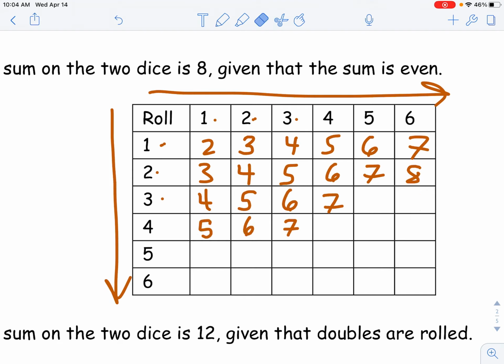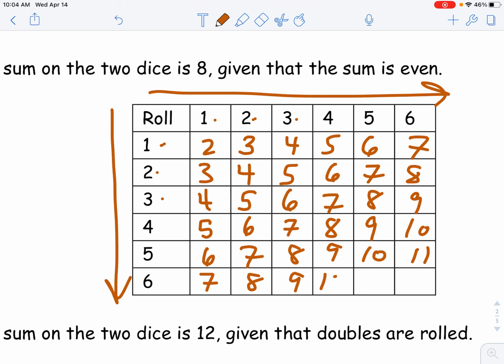Oops, I had a brain fry. I wrote 7 7. That should have been 8 9, 8 9 10, 6 7 8 9 10 11, 7 8 9 10 11 12. All right, so we filled in this table.